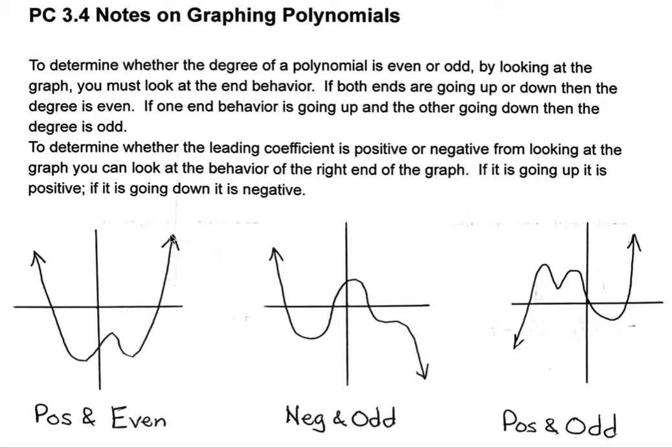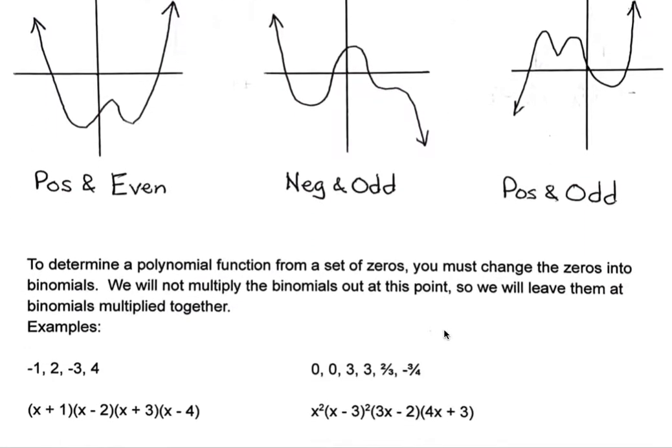So you will notice this right here is going to be even. This one here will be odd because one's going up, one's going down. Same here, odd, up and down. Now, to determine whether the leading coefficient is positive or negative, all you need to look at is the right end behavior. Since this one is going up, it's going to be positive. They're both going up, should be obvious it's positive. But it's a little more confusing with the odd ones because now this one's going down, so it's negative. This one is going up, so it's positive. So I think that's the easiest way to tell that.